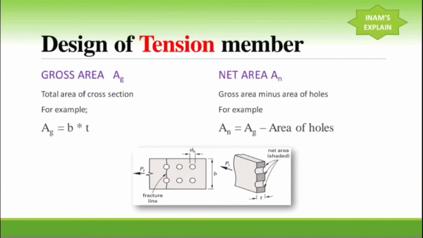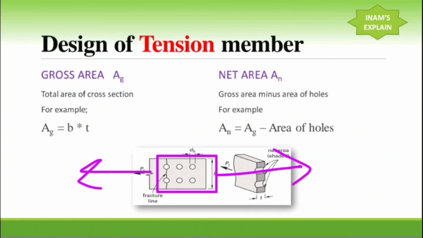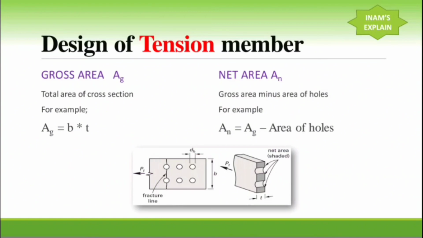Now we are discussing the gross area and the net area. What will be the gross area and net area? If we consider this a member in tension, with forces applied in this fashion, the member will be in pure tension. The gross area means the cross-sectional gross area transverse to the applied loading, which will be the width times the thickness. So B multiplied by T will be the gross area. Remember, the gross area means the total area without subtracting the area of holes.